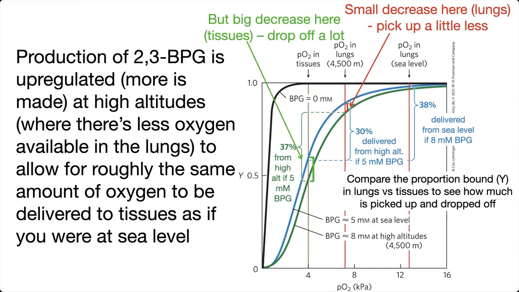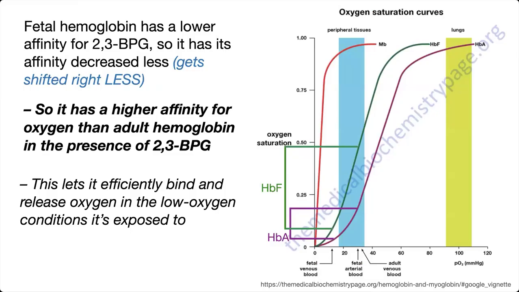2,3-BPG, as we said, is a negative modulator, and it seems a little counterintuitive, but you want to increase the concentration of 2,3-BPG at high altitudes where there's less oxygen available, in order for you to deliver more oxygen. Conversely, fetal hemoglobin has a lower affinity for 2,3-BPG, and so its affinity decreases less than the adult hemoglobin. So overall, you have a higher affinity in the presence of BPG in the fetal hemoglobin. That higher affinity allows it to pick up oxygen when there's not that much in the blood that it's exposed to, but then also drop it off.